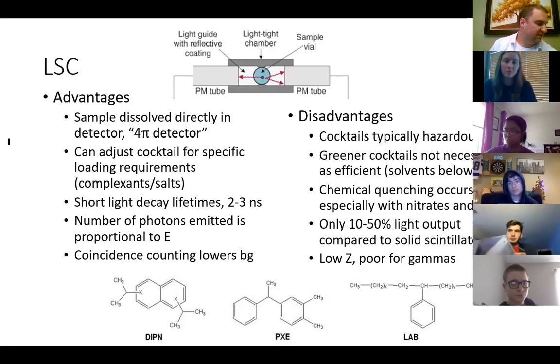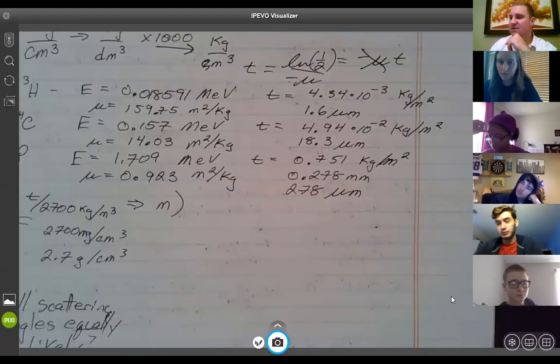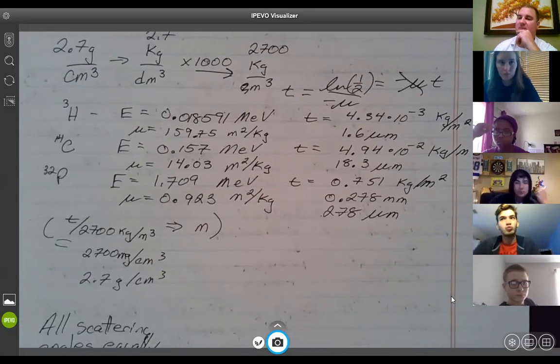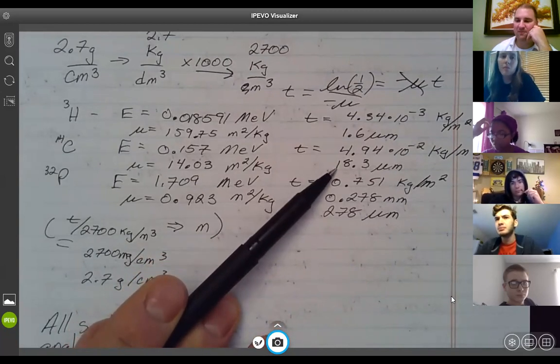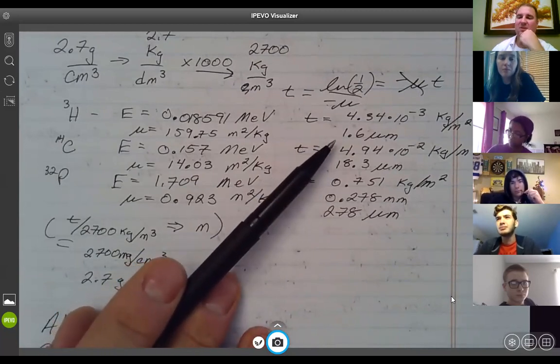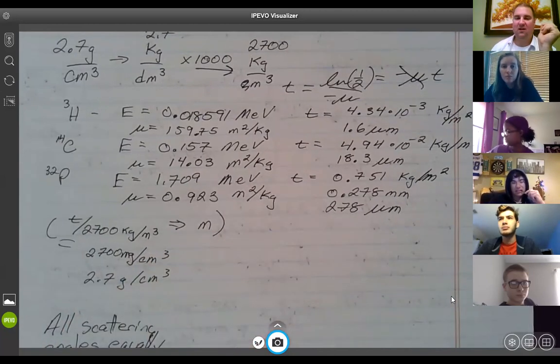If you're doing liquid scintillation for beta counting or beta spectroscopy, did the tritium beta particle or the carbon 14 beta particle go very far in aluminum? I know this is not a solution, but they don't go very far at all, right? We're talking on the order of 1 to 20 micrometers in aluminum. This would definitely go up a little bit when we're talking about a solution instead of a solid. But something decaying in the middle of our sample vial, that radiation particle is definitely going to interact with the cocktail well before it gets to the outside of the vial and goes away. Agreed?